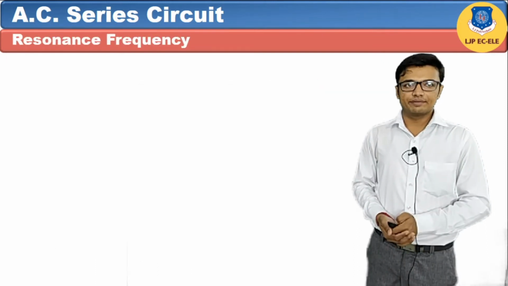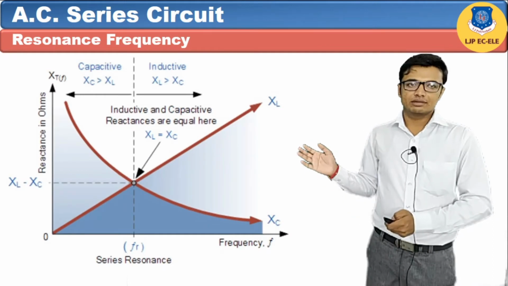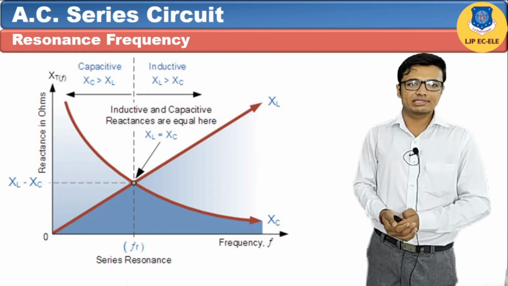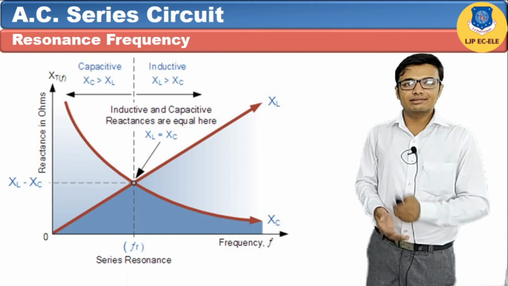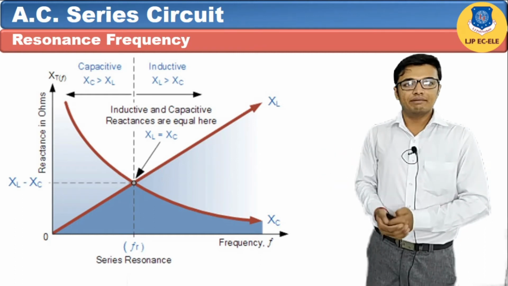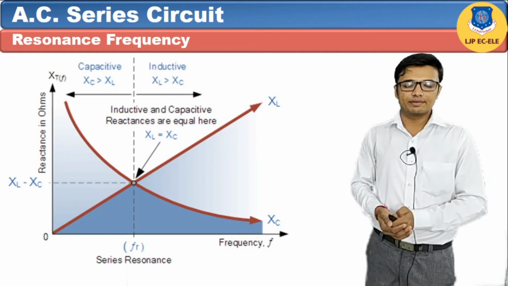Let's see the meaning of resonance frequency. In the previous session we showed a graph of inductive reactance versus frequency and capacitive reactance versus frequency. As per this graph, inductive reactance will increase linearly with increase in frequency, and capacitive reactance will decrease exponentially with increase in frequency. So let's define the resonance frequency.